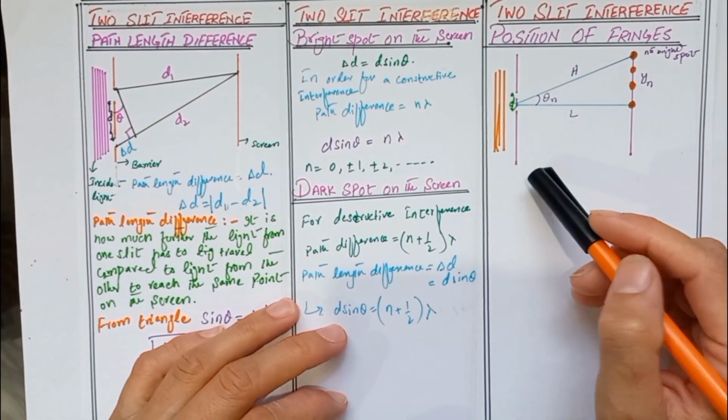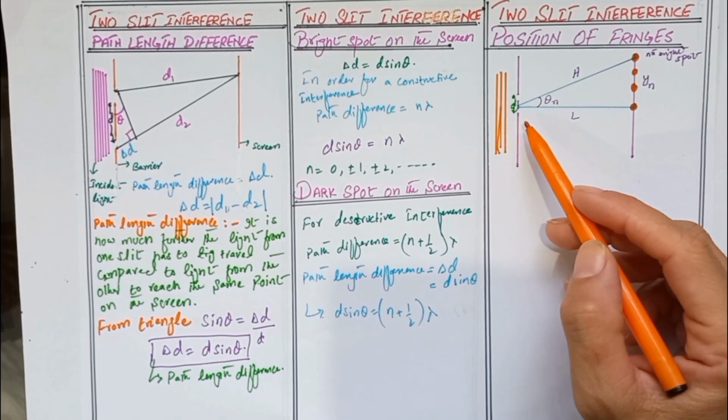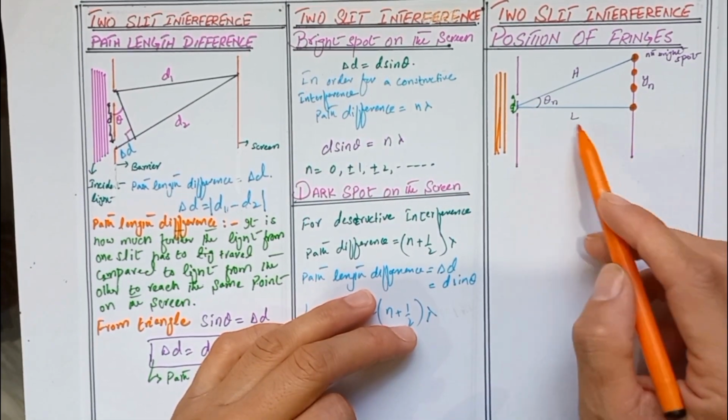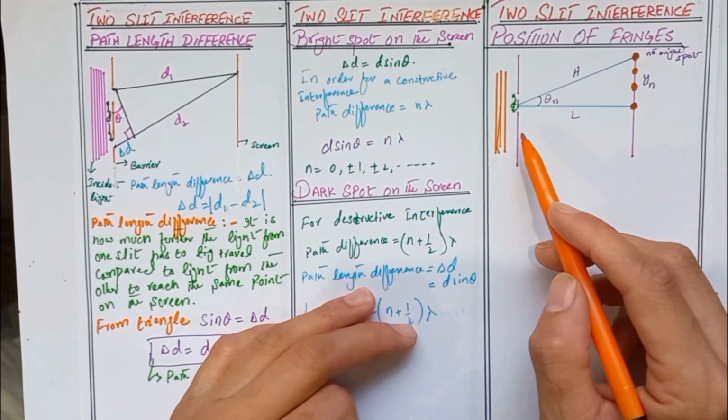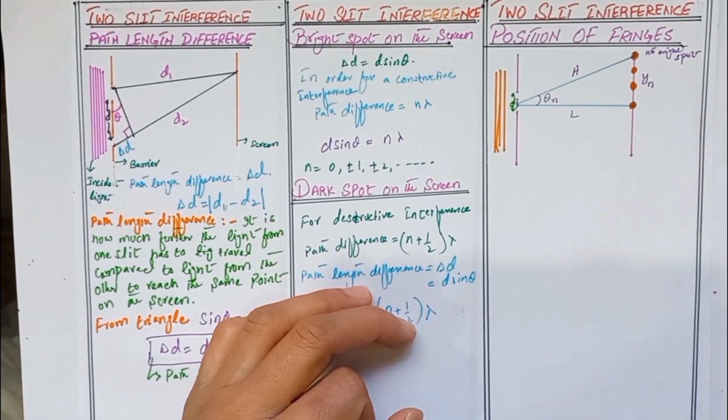Now we again take this diagram. Here we take the barrier with our two slits. Now let's say that our screen is separated from our barrier by distance L, and also we mark the location of a series of bright spots on our screen. These bright spots are where the constructive interference occurs.